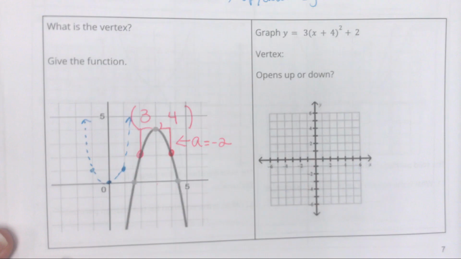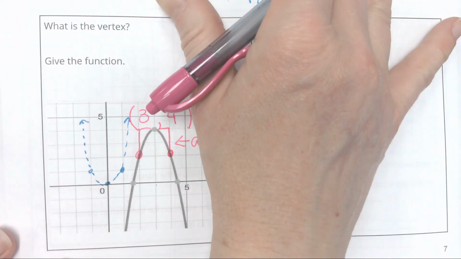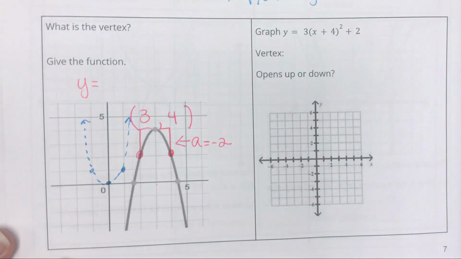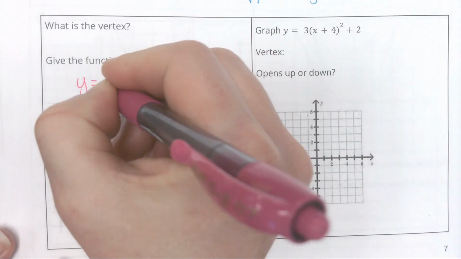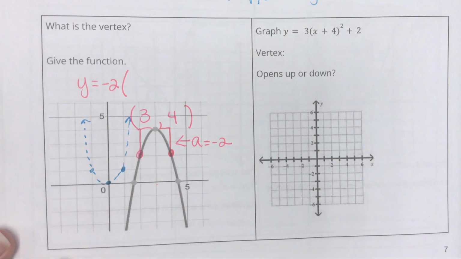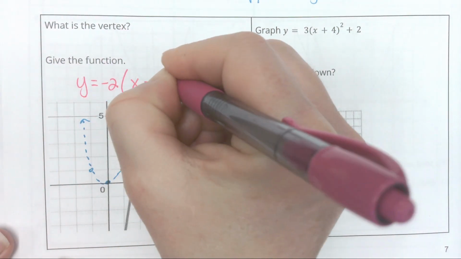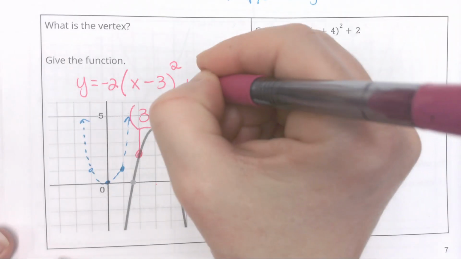So putting it all together, we have y equals a, which is negative 2, times x minus 3 squared plus 4.